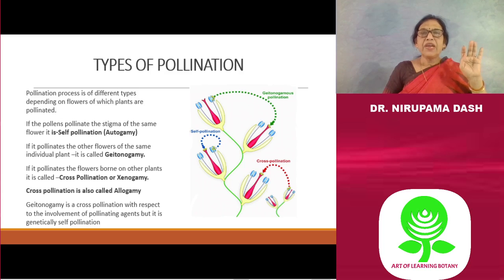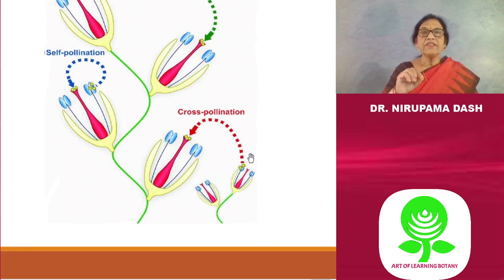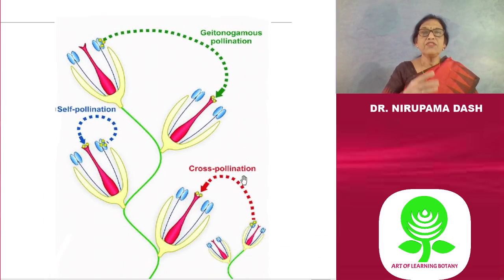So let me define what is pollination. Pollination is a process of transfer of pollen grains from the matured anther to the stigma. It occurs in three ways. The first way is transfer of pollen grains from the matured anther to the stigma of the same flower, or to the stigma of other flowers of the same plant, or to the stigma of another flower of another plant belonging to the same species.